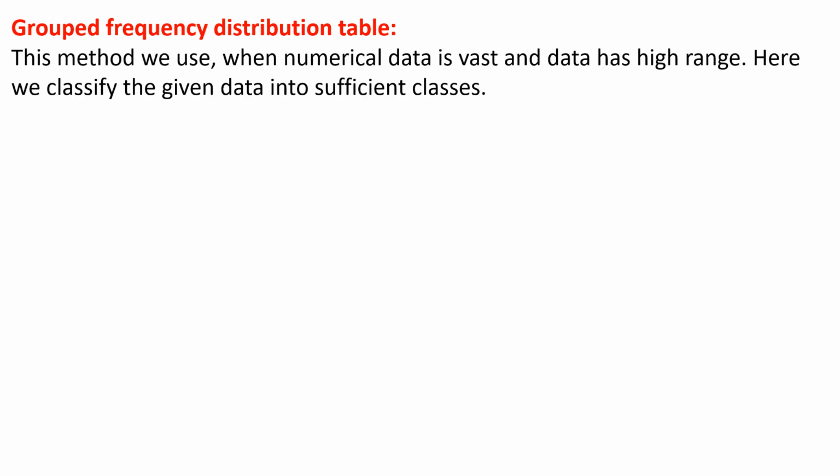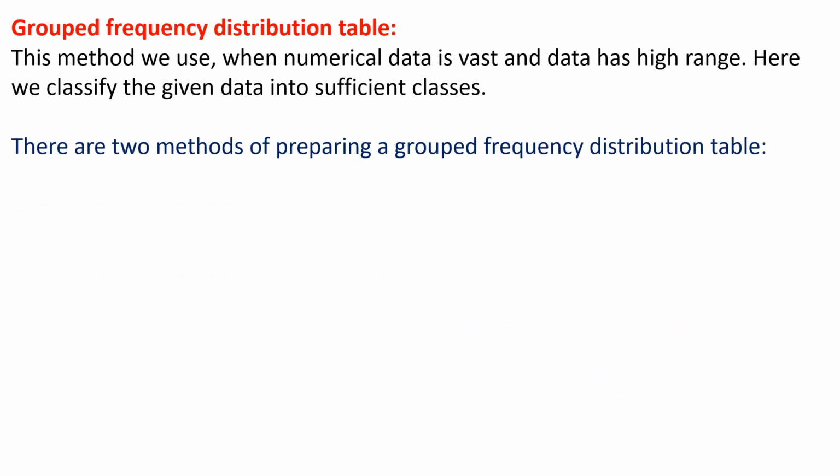Now students, the grouped frequency distribution table. When do we make a grouped frequency distribution table? We use this method when the raw data is vast and large. To make an individual class for each score, it's better to group the scores. So this table is useful there. We use this method when numerical data is vast and has a high range. Here we classify the given data into sufficient classes.